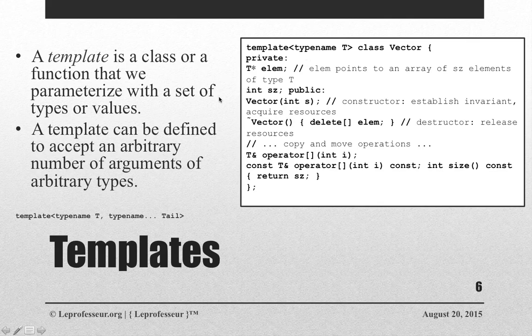Another way C++ offers is a template. A template, what is a template basically? Let's say a template is a class or a function that we want to parameterize with a set of values. So in case of class, we can say class templates. In case of functions, we can say function templates. And also a template can be defined to accept an arbitrary number of arguments. So in simple words, a template is a container. It's a big container or a big class.